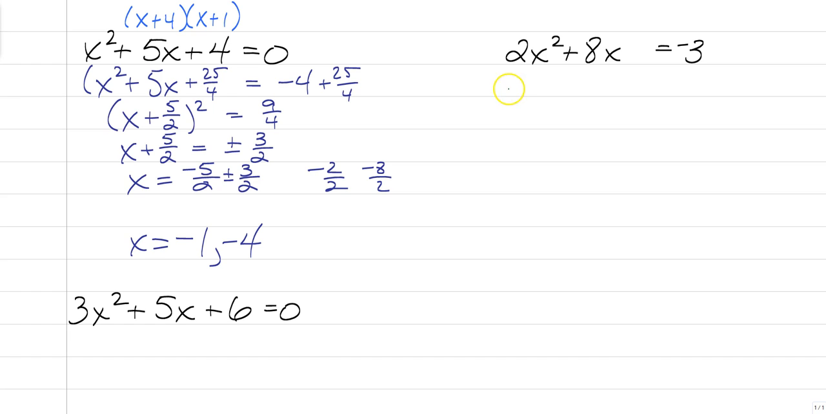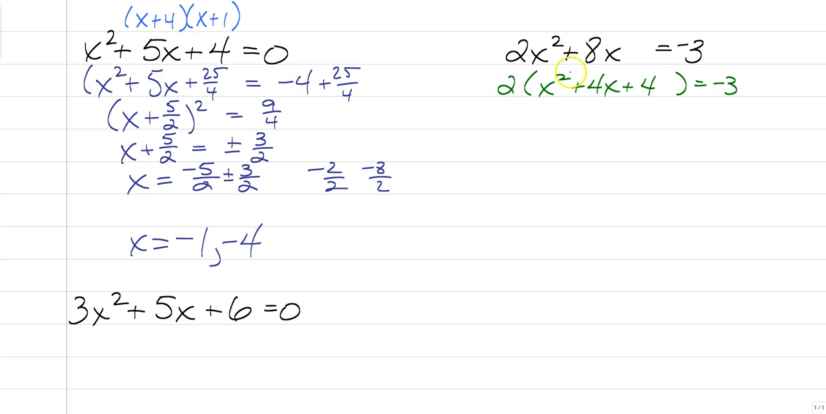First thing you have to do is factor out your 2, leaving you with x squared plus 4x, and that of course is equal to the negative 3. Here's another tricky part. Remember, we need to stay balanced on both sides. So half of 4 is going to give you 2 squared is 4. But look at the left. We didn't add 4 to the left side.